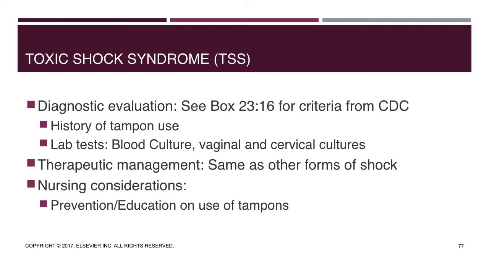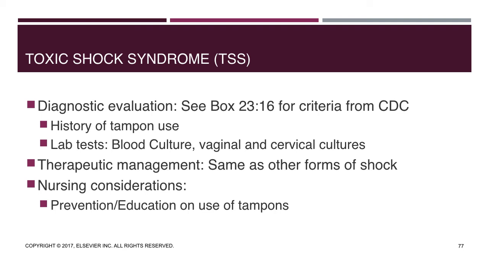But usually what we see is a history of tampon use where the tampons are not being changed on a regular basis. In other words, usually tampons need to be changed every 2 to 3 to 4 hours. And these are people that are leaving them in for 6, 8, 10, 12 hours at a time. And so what we end up seeing is an infection that develops from this object being in the vagina and being the perfect medium for bacteria to grow in.